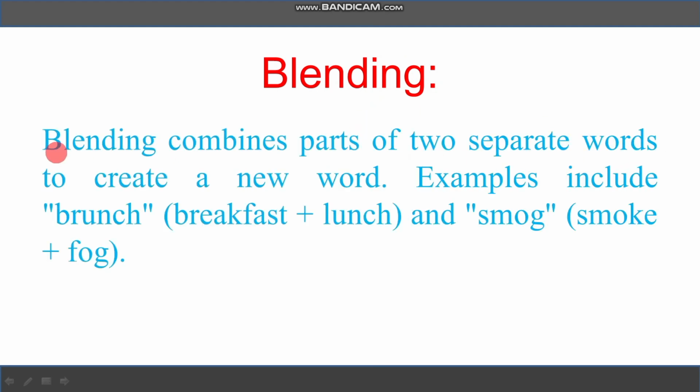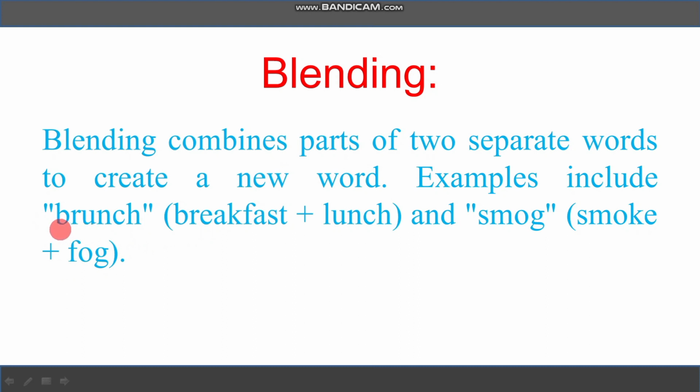Okay, next is blending. Okay, what blending is, we will know now. Blending combines parts of two separate words to create a new word. Examples include brunch, breakfast plus lunch, and smog, smoke plus fog. Very interesting. Blending means that we combine part of a word and part of another word. We take two parts to make a new word. For example, we have a very beautiful example here, brunch.